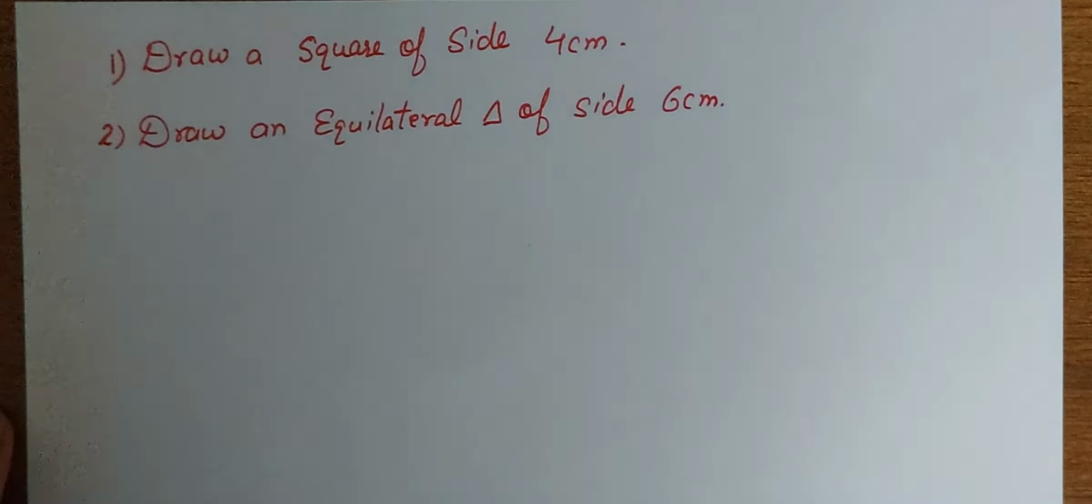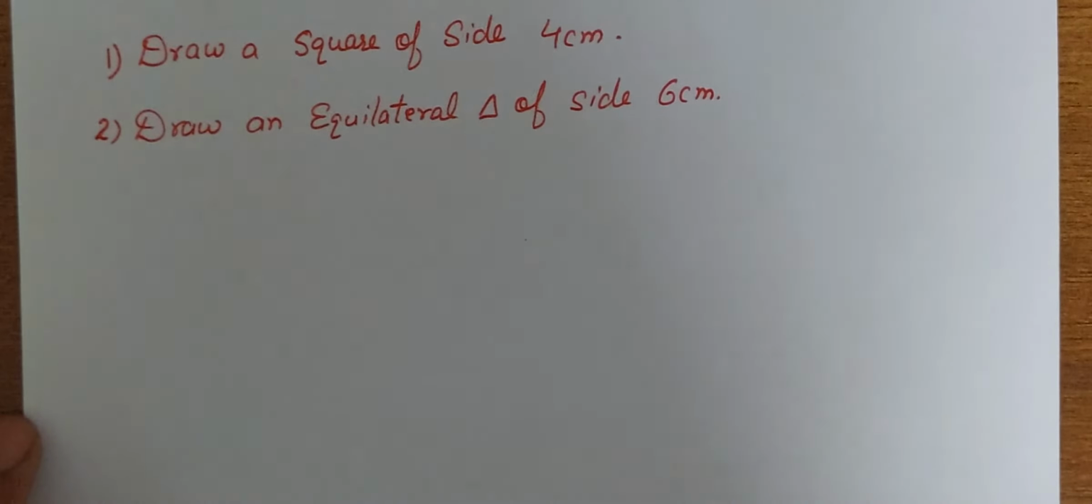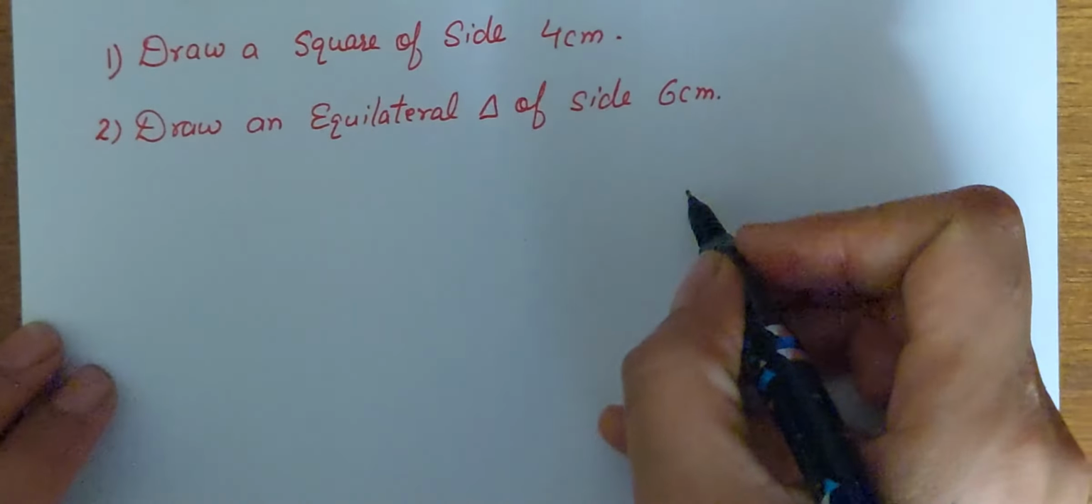To draw a triangle, you need only 3 measures. A triangle has 6 measures, but you need only 3 to construct a triangle. And for a quadrilateral, you need 5 measures. A quadrilateral has 8 measures, 4 sides and 4 angles, but you just need 5. Okay, just understand this algorithm.